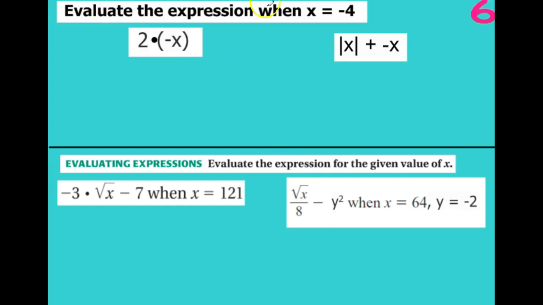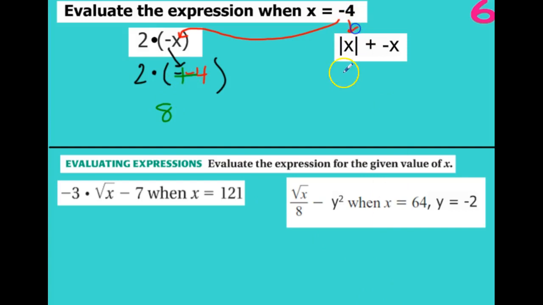Moving right along, evaluate the expression when x equals -4. So we're going to plug that in for x right there. So starting, it just says 2 times, parentheses, there's a negative coming from there. And then x is also a -4, so be careful. We know those two negatives have to make a positive. So 2 times 4 is just 8.